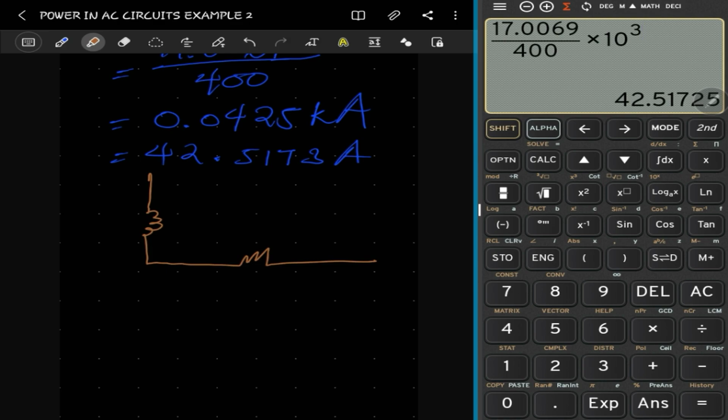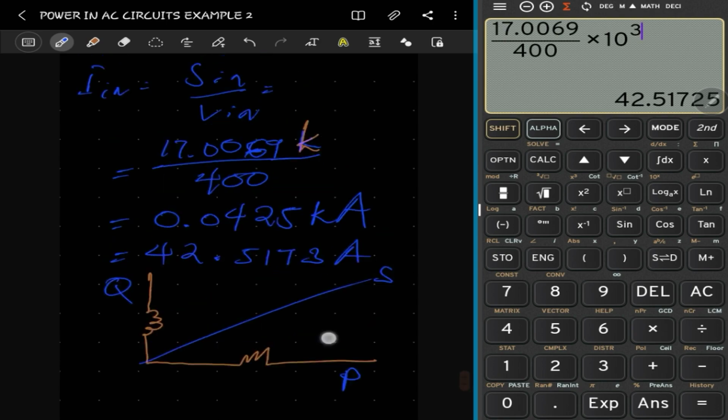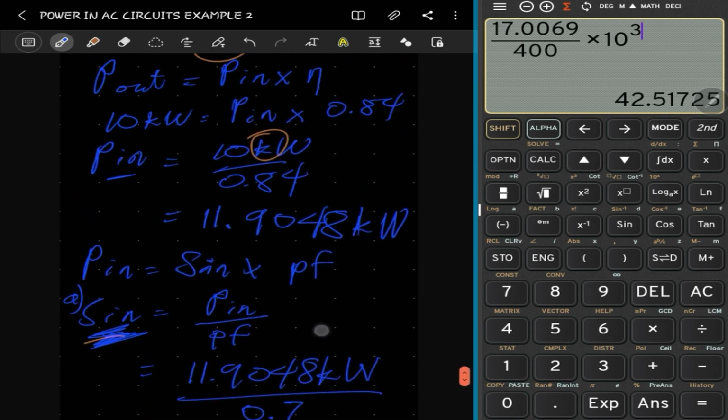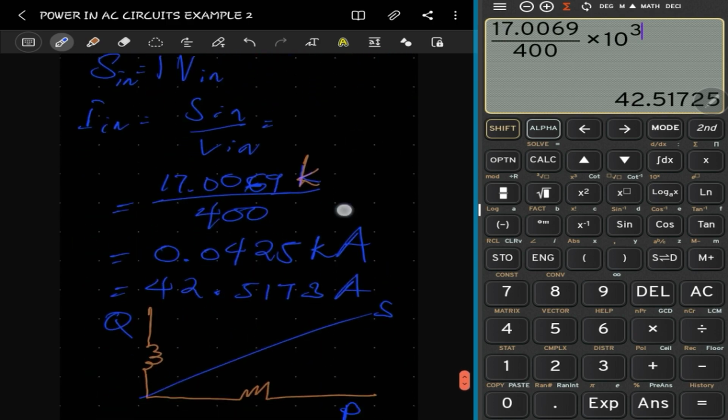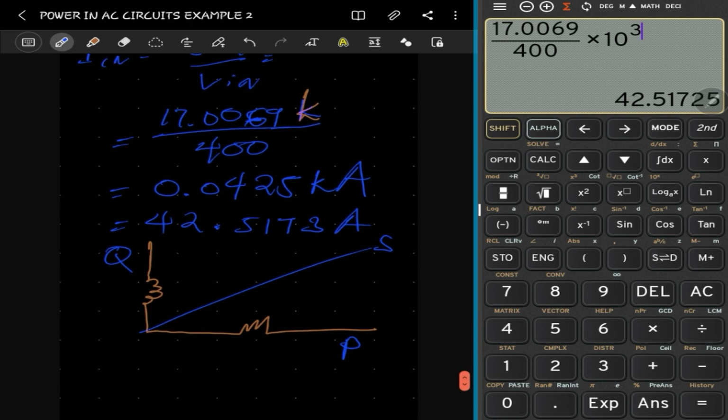So meaning that somehow, if this is power, this is reactive power, right? Meaning that we'll have the apparent power here. So we assume they are in series. If they are in series, the currents are the same, right? Yeah, the currents across them are the same.